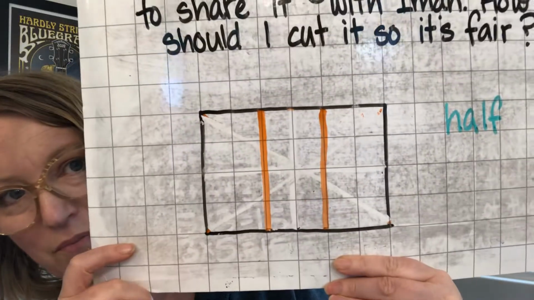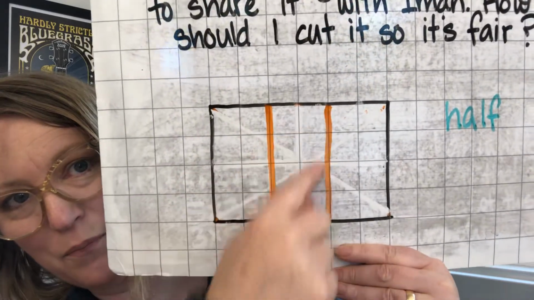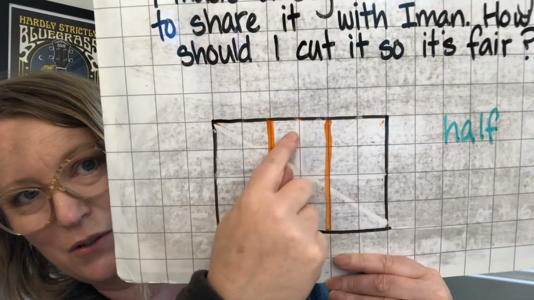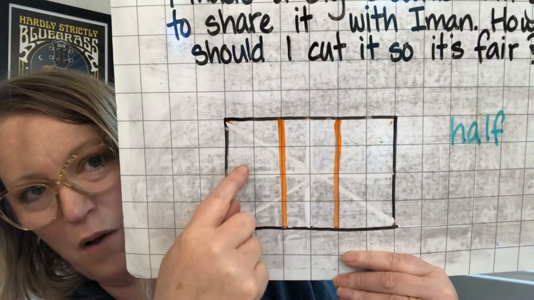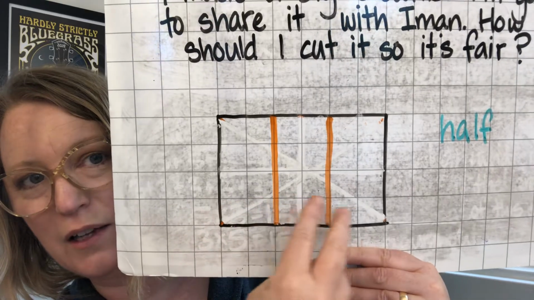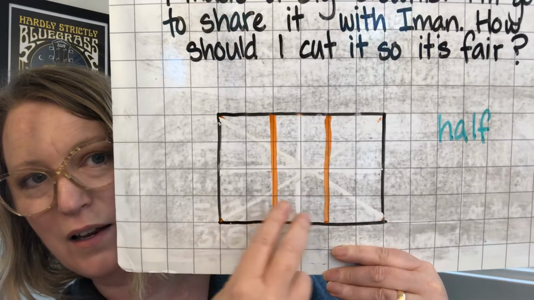Okay, what did you draw? Show it to your partner. Make sure it's equal. Okay, I'll show you mine. Are these equal? Yes, 2, 2, and 2. So they're all 2 squares wide, so they're exactly the same. They are all equal. I can divide it into 3 parts.